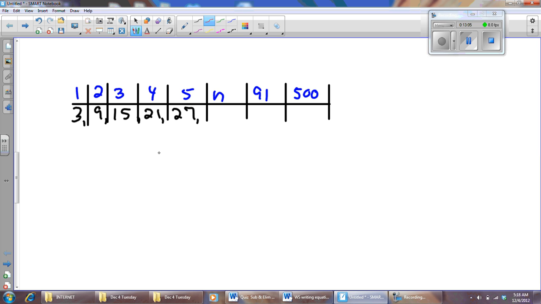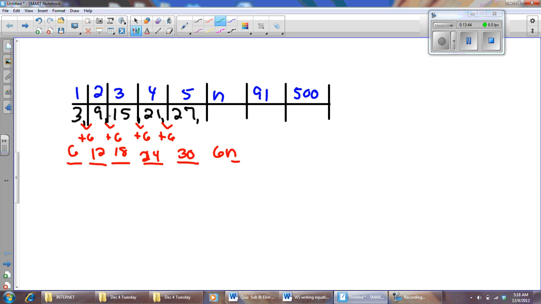I go looking for my differences. I've got the first difference of plus 6. Second difference is plus 6. Third difference is plus 6. Fourth difference is plus 6. My answer is going to be 6n. I take those numbers 1, 2, 3, 4, 5, etc., and I plug them in for n. 6 times 1, 6 times 2, 6 times 3, 6 times 4, and 6 times 5.